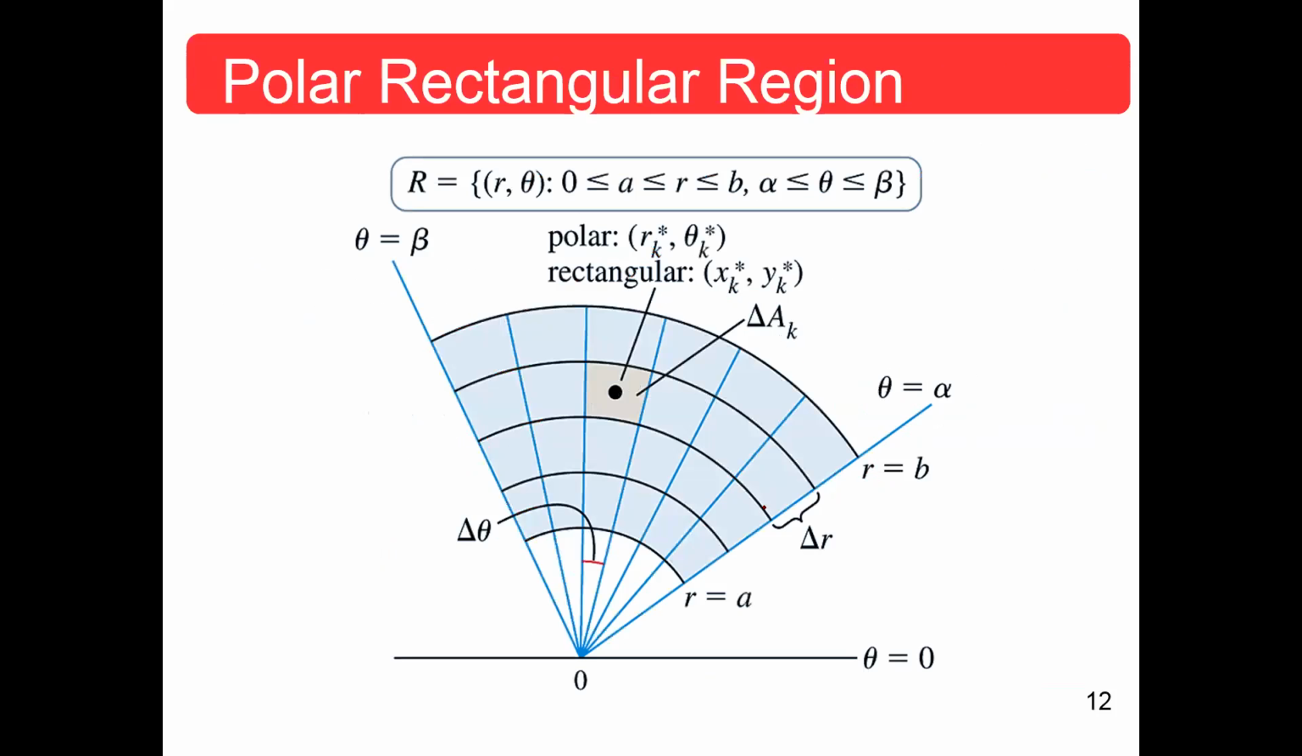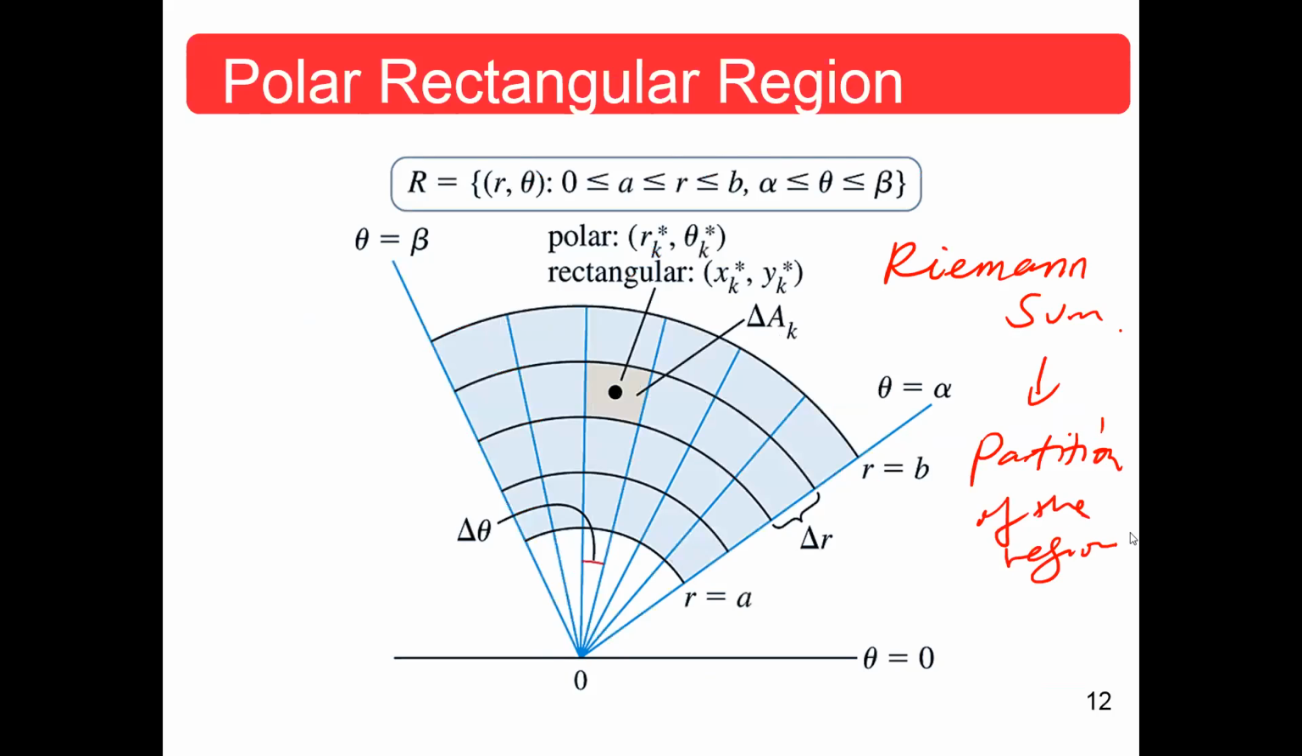So that requires us to look at these polar sectors in detail. If you recall in Riemann sum, we need to first of all get a partition of the region. So that's what we do here in this graph.